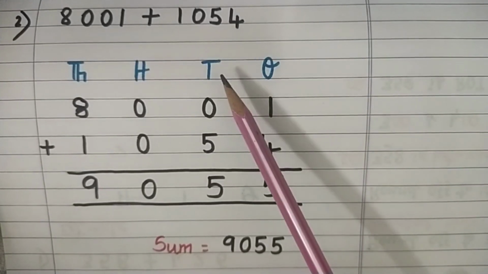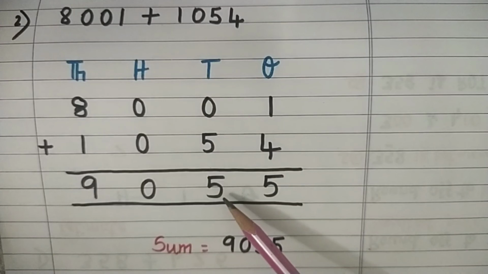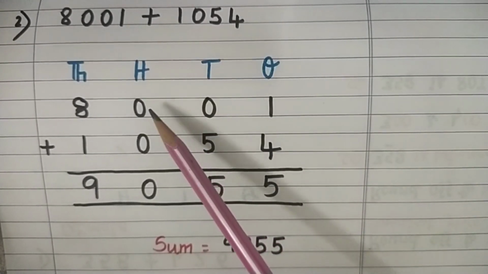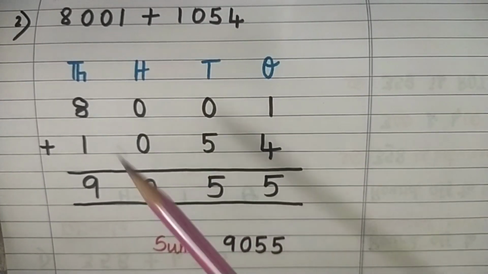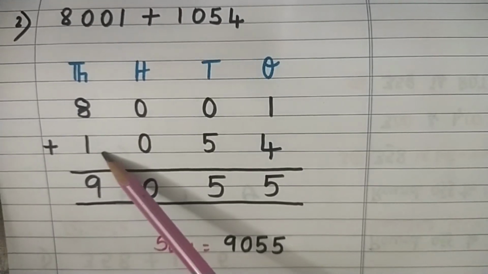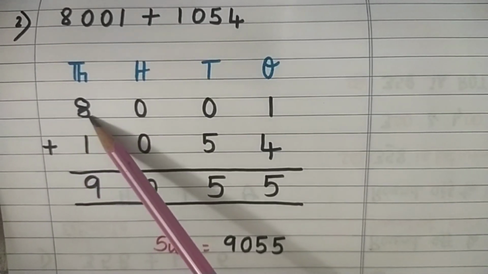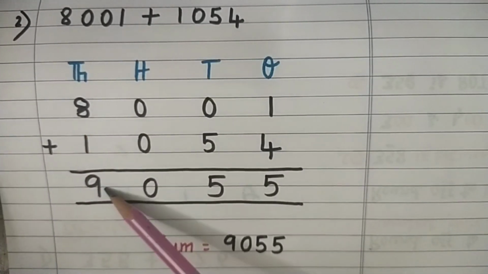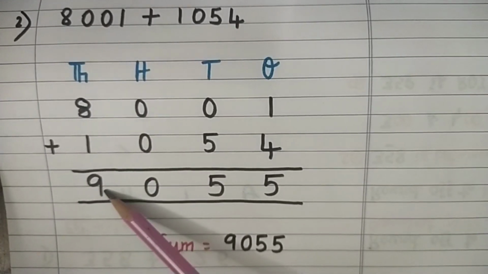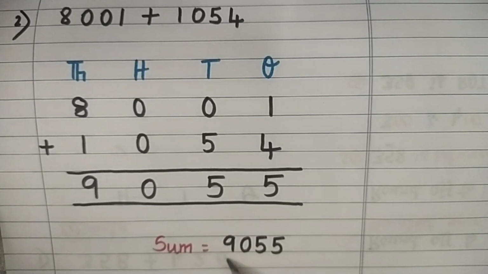Moving to the tens column, 0 plus 5 gives 5. Hundreds column, 0 plus 0 gives 0. Thousands column, 8 plus 1 gives the after number. Any number added with 1 gives the after number. So, what is the after number of 8? 9. Therefore, the sum is 9,055.